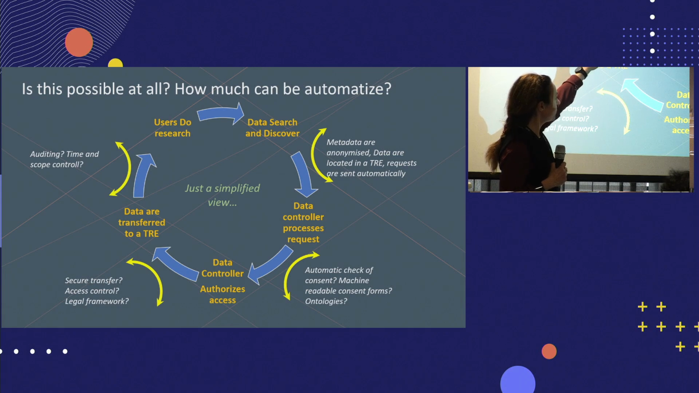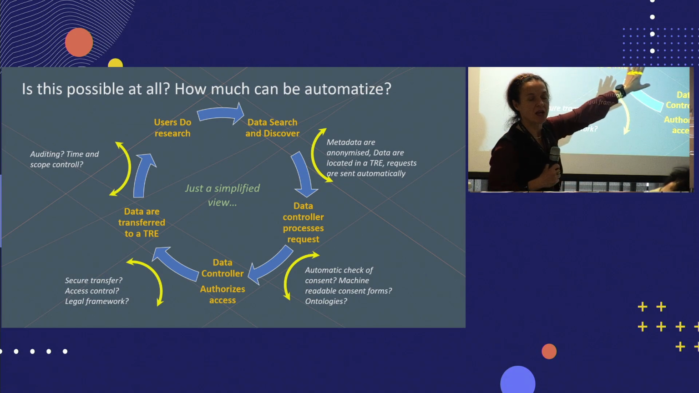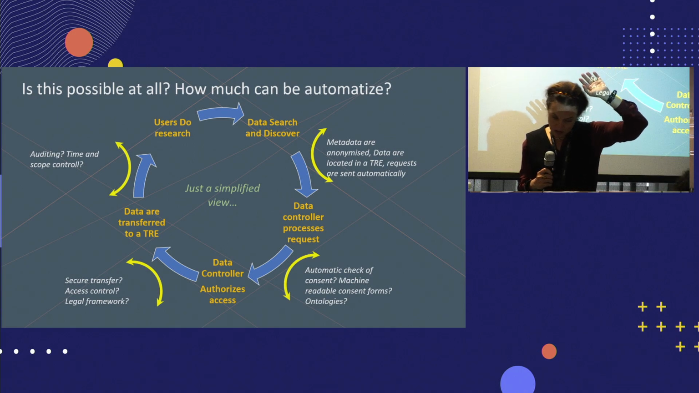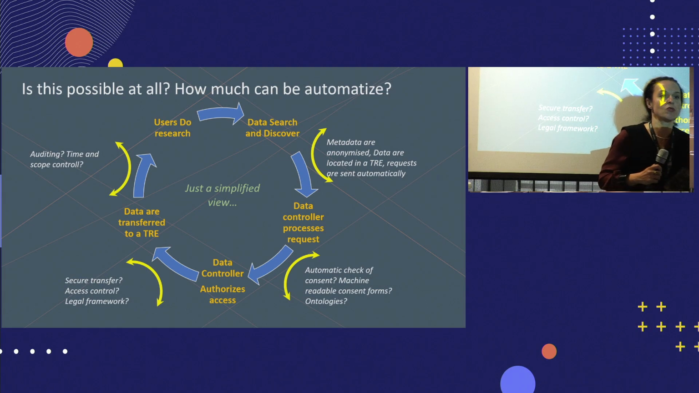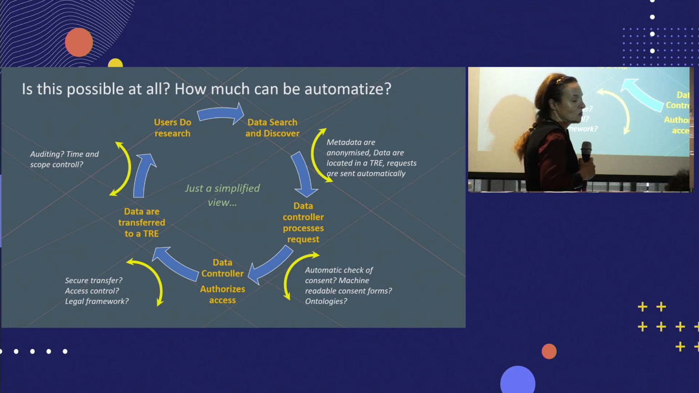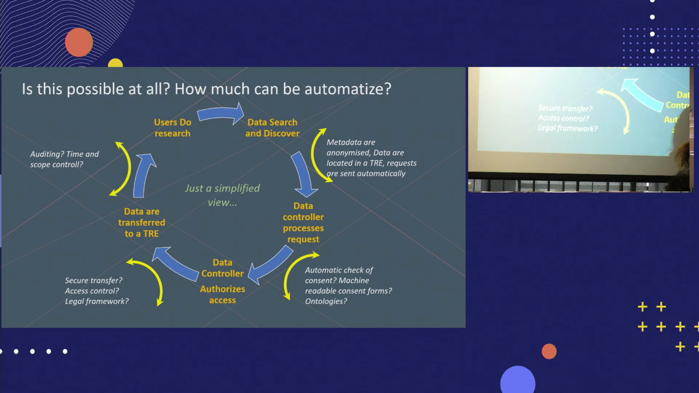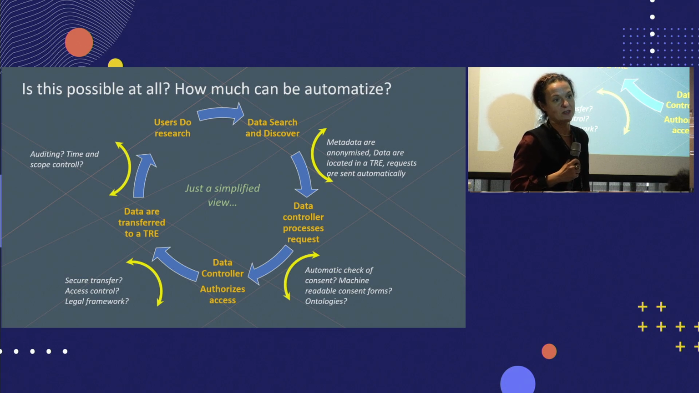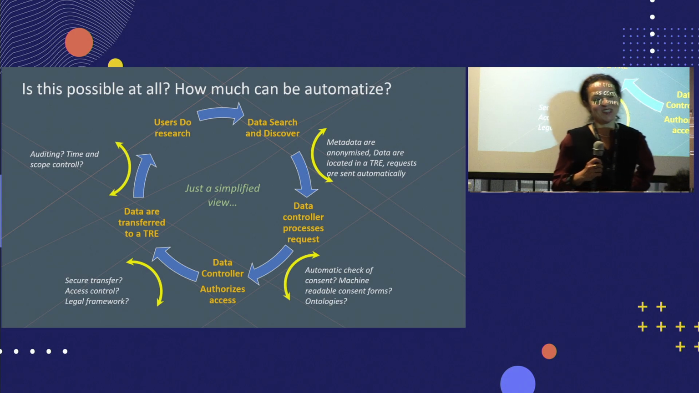Just a simplified view: to share data, whatever data, you need to make the data discoverable. And in the case of sensitive or protected or business confidential data, you need to have some sort of control of the metadata which are published, right? And the license and where they are located. And this one is maybe one of the easier things, although metadata ontologies are not a trivial thing.